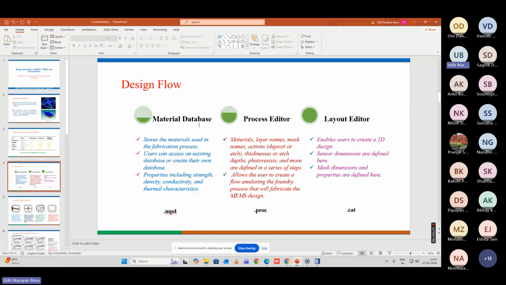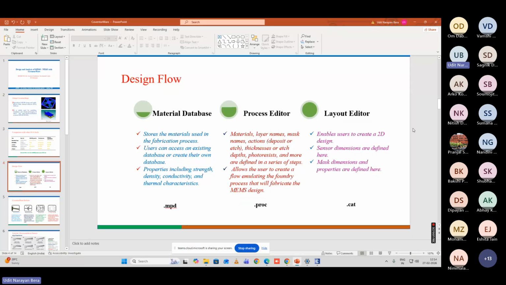So in CoventorWare, there are mainly three steps. One, you have to select the material, like which material you are going to use. You can use silicon, silicon dioxide, SU8. Then you have to go for the process, like low pressure chemical vapor deposition, or sputtering, lithography. You should mention those processes there, and then you will have the layout. There, you have to make the 2D diagram where the 3D sensor will be built. I will show you right away.